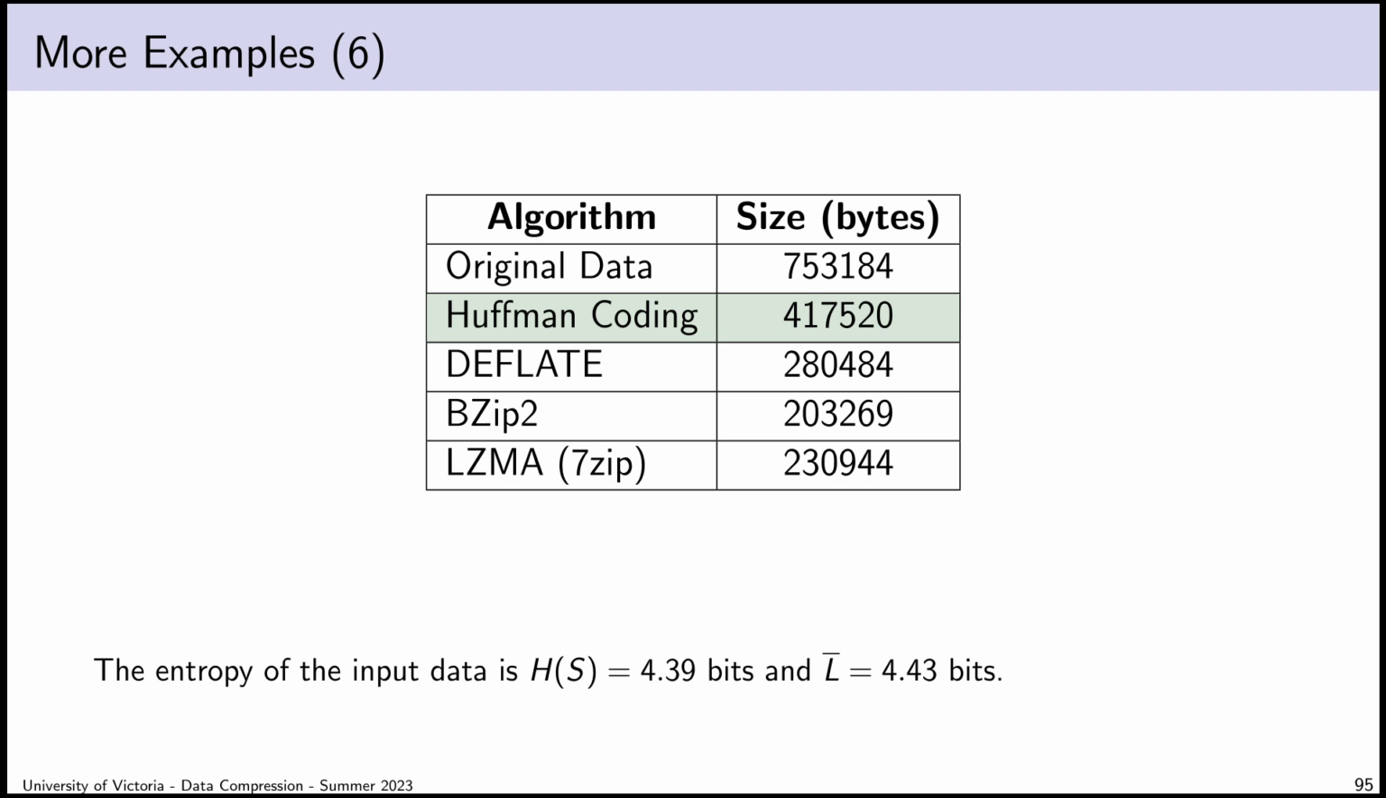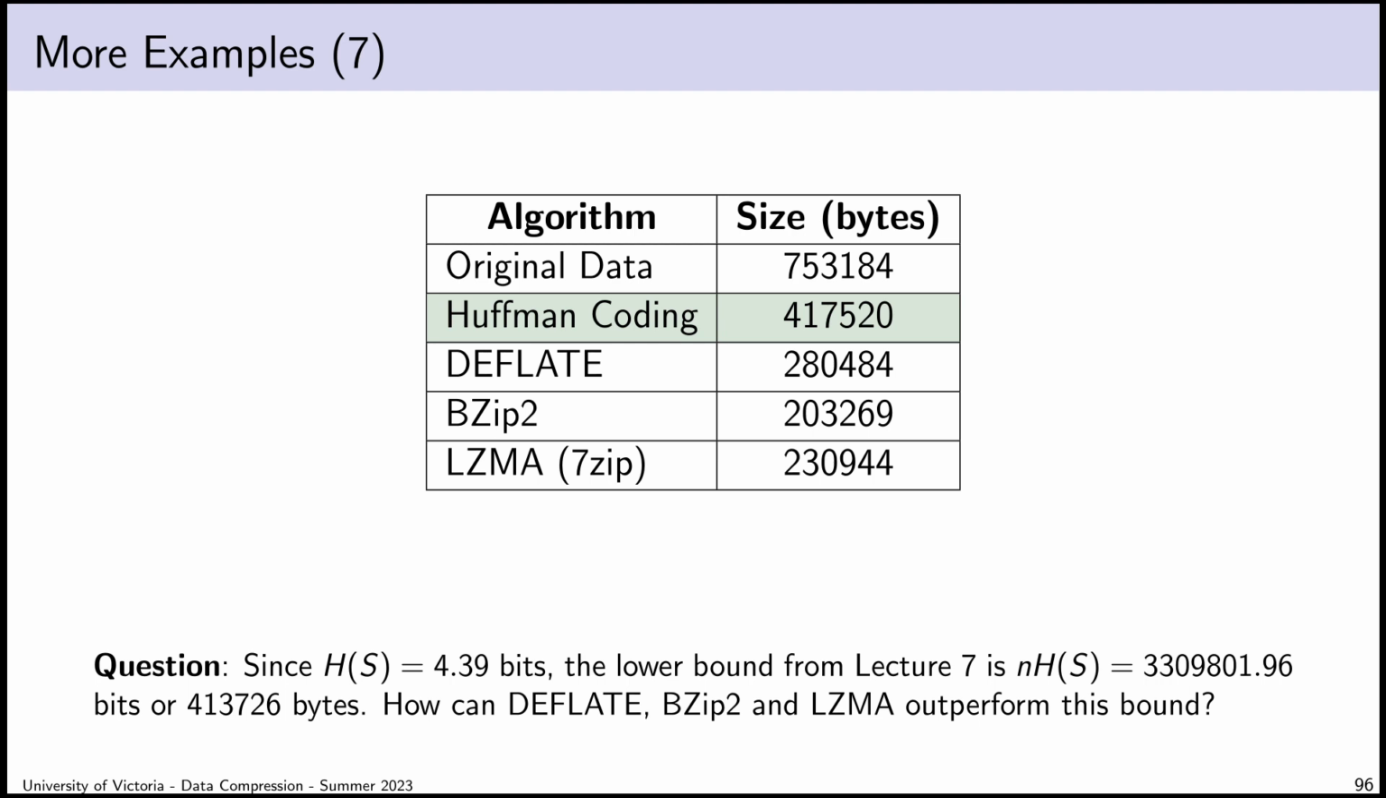It turns out the entropy of the data, the entropy of this sequence, if we treat it as an independent sequence of symbols, which I should add it is not, the entropy is 4.39. L bar with Huffman coding is 4.43. So we're right up against that entropy bound. And if I were to compress to the entropy bound, the lower bound we had from lecture 7 is 413,000 bytes. So I'm actually pretty close. I'm only 4 or 5K above that lower bound, the entropy bound.